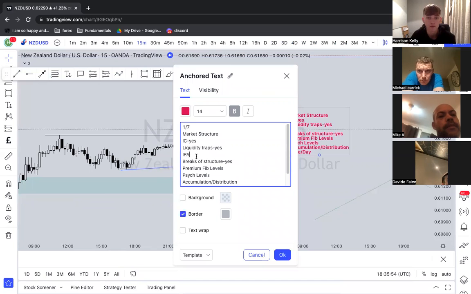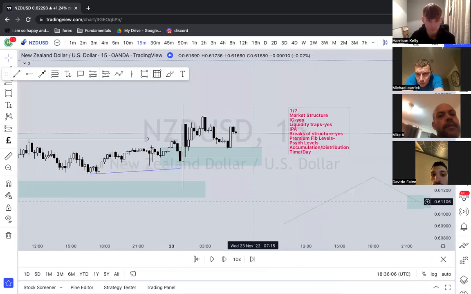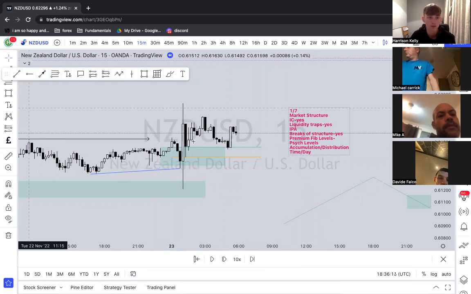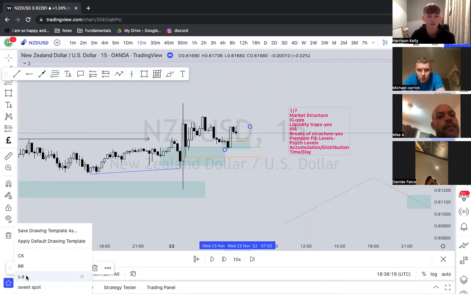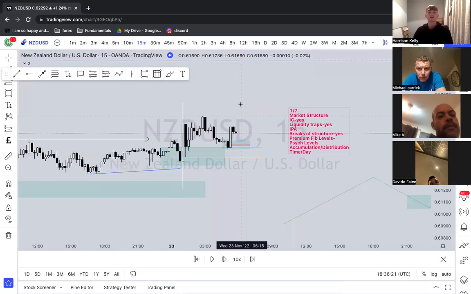So now I want to find imbalance. I want to find premium fib levels, which I'll show you how to do in a sec. And I want to find a psychological level. So from here, what have we got? We've got an engulfing candle with imbalance. If I draw my fib from there, we've got that. So that's basically my setup.